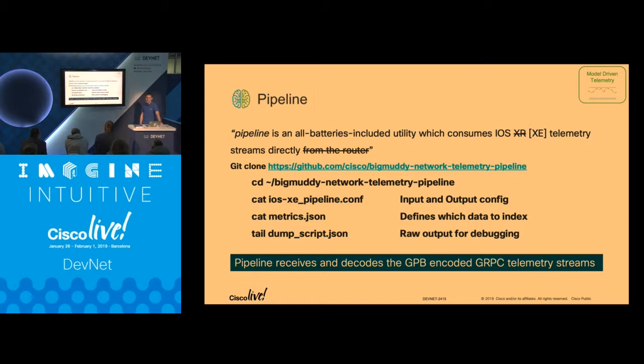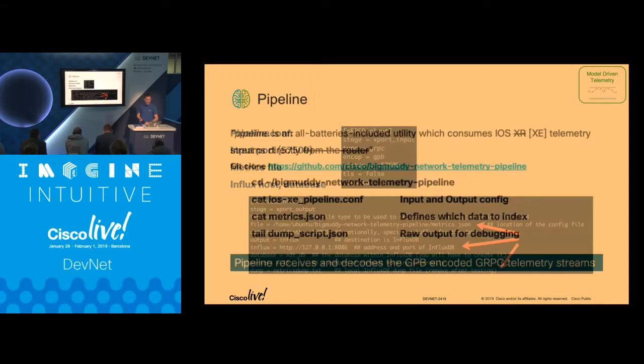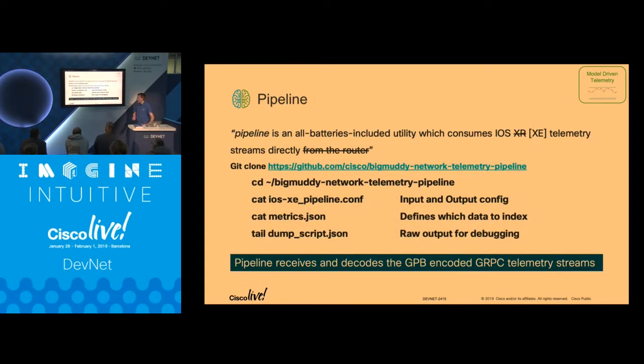The metrics.json, this is the file that's going to define which data points we actually want to send to our time series database. So we can actually get our XE device, our wireless controller, to send all of those KPIs, maybe 900 or 1,000 KPIs, but maybe we're only interested in indexing 5 of those to our time series database. The rest of them are just junk. We don't care about that.